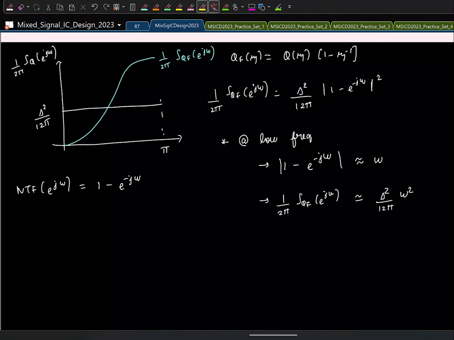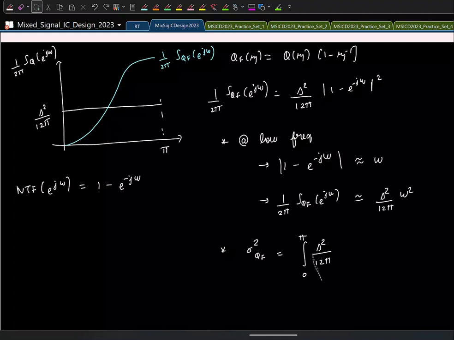So after doing this high pass shape, high pass filtering, the total quantization noise power, do you think it has increased or reduced? Increased. It has increased, right? And how will I find it? I have to basically integrate this entire thing from 0 to pi. That's basically integral of this. Let's quickly do that. So let's say I find sigma square QF. That's integral of this delta square by 12 pi.